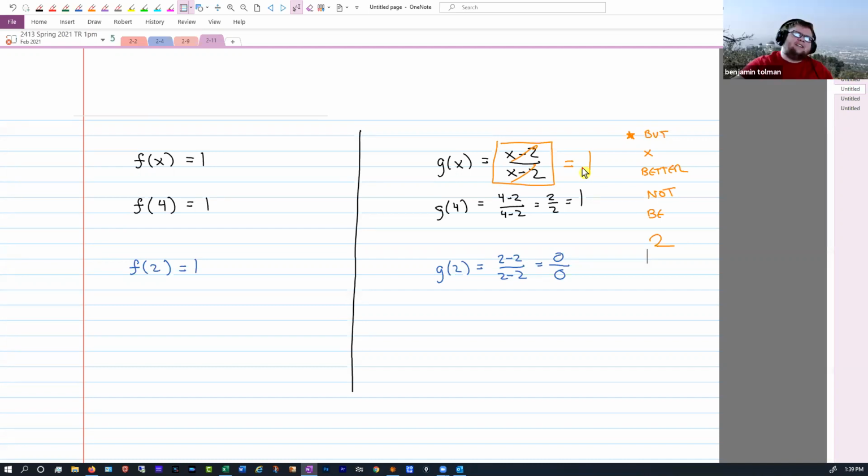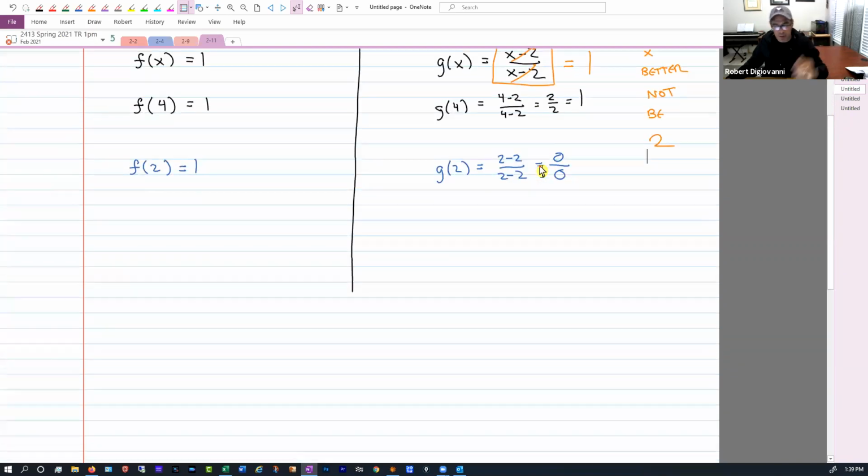Is there like a PEMDAS you can follow for when you can do that? You can never cancel factors without making a promise that you won't ever let the x value be whatever would make those factors 0. Let me give you another example.